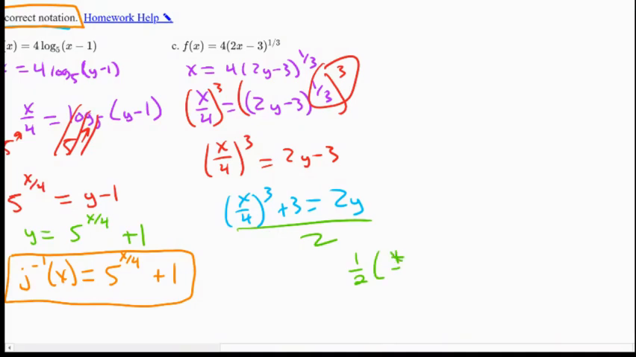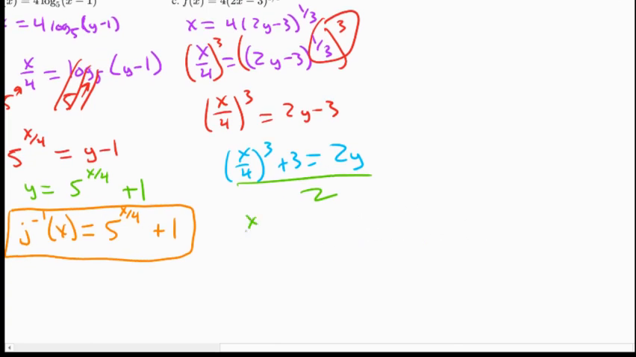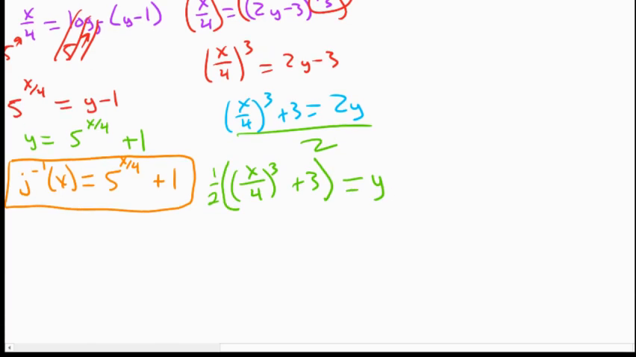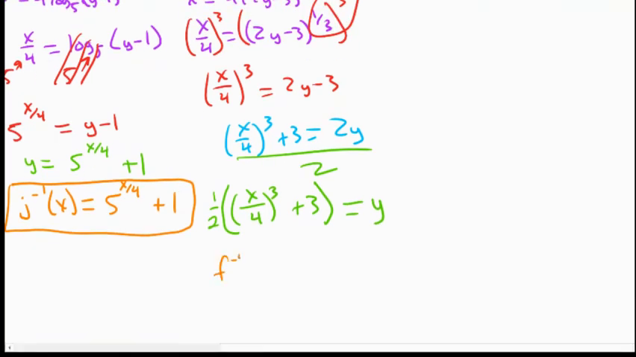X over 4 plus 3. Oh man, that's ugly. Hold on, let's do this again. So we'll do x over 4 to the power of 3 plus 3. And then I multiply that by 1/2. Ugh, that's an ugly, ugly answer. But so be it. And this one here was originally f of x. So f -1 of x equals 1/2 times x over 4 cubed plus 3.